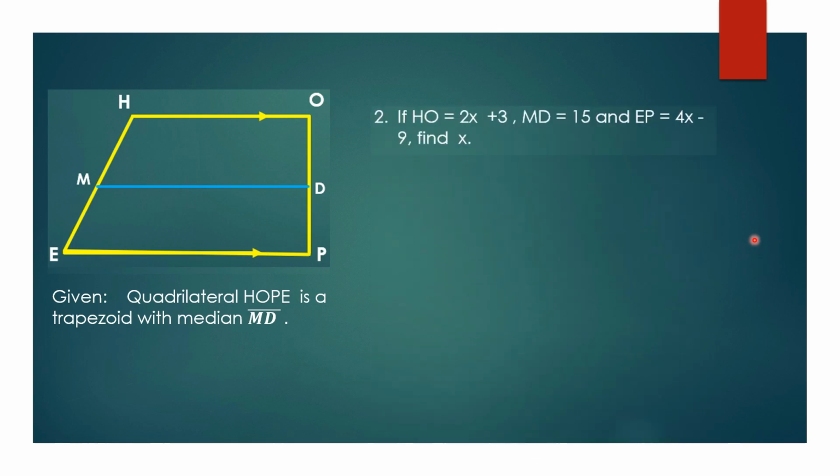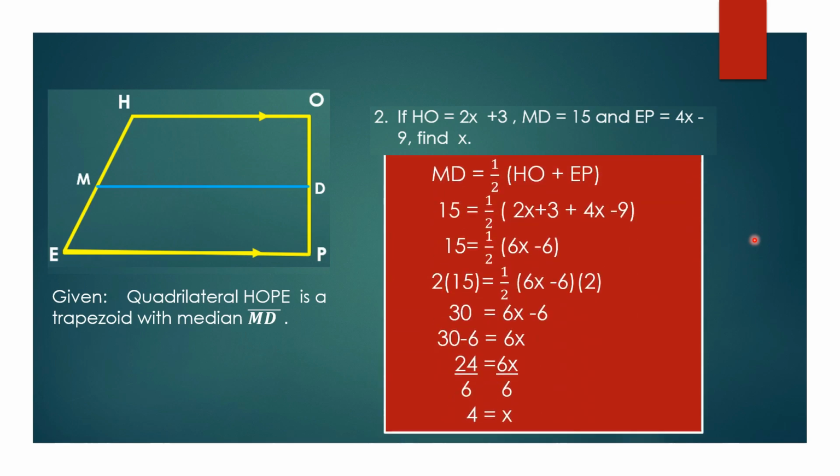Number 2. If HO equals 2x plus 3 and MD equals 15 and EP equals 4x minus 9, find x. So how do you solve for x? Applying the theorem, we have MD equals 1/2 of the sum of the bases. So substitute the given to the equation. We have 15 equals 1/2 times the quantity 2x plus 3 plus 4x minus 9.